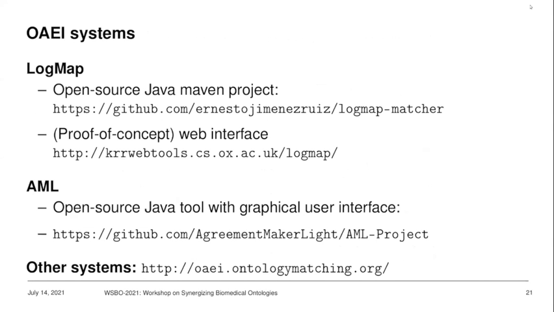And yeah, not all the systems are easy to use or open source or available, but I give you some examples here: LogMap and AML are long-running systems in the campaign. They're available, and they also provide a simple interface, apart from being able to be run from the command line or in Java applications. And if you refer to the evaluation campaign webpage, you can find other systems.